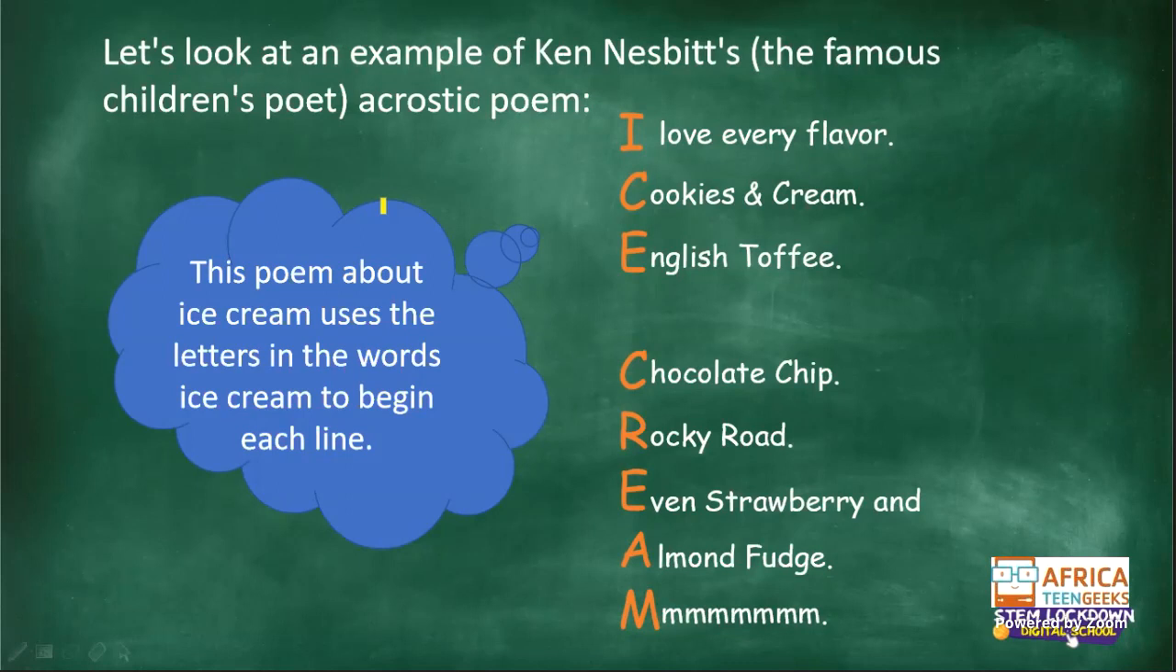Okay, so let's quickly read his poem. I love every flavor: cookies and cream, English toffee, chocolate chip, rocky road, even strawberry and almond fudge. You guys see how easy it is? So you need to describe the word that you chose. Okay.